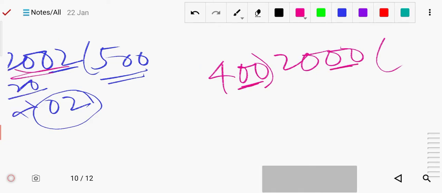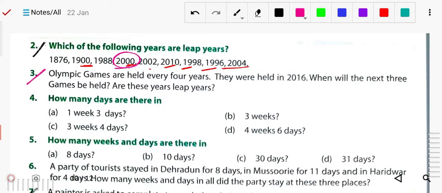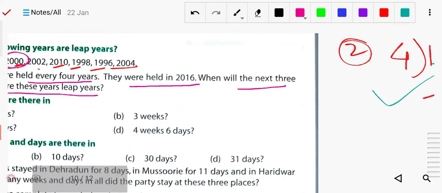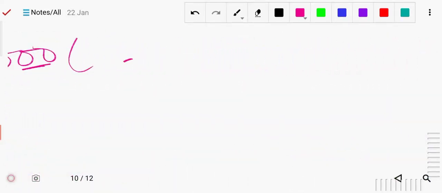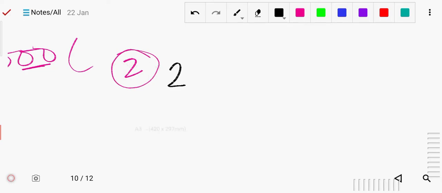Got it? Now next you can see number 3. Olympic games are held every 4 years, and they were held in 2016. So when will the next 3 games be held, and are these leap years? That is what you have to find. You can do this question. So first it was held in 2016.